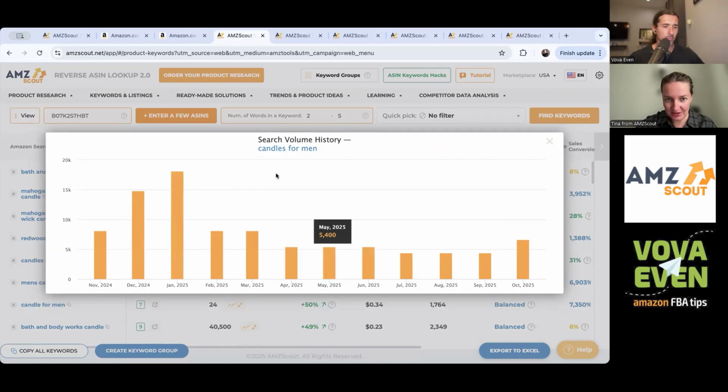I don't know if you see the widget, but I can't. It's blocking some of my search volume. Yeah, search volume history, candles for men. I'm currently seeing. Yes, yes. It's just the widget with our videos is blocking a little bit all of my graphs or widgets. I'm trying to organize it.